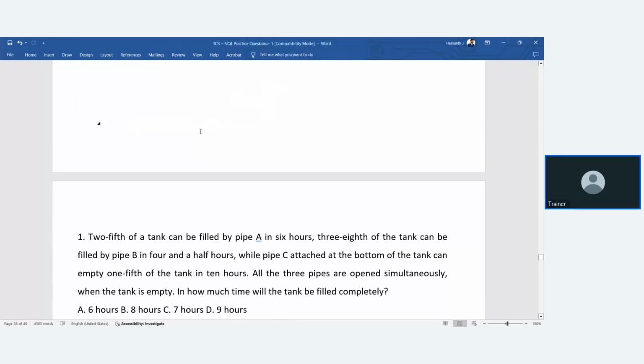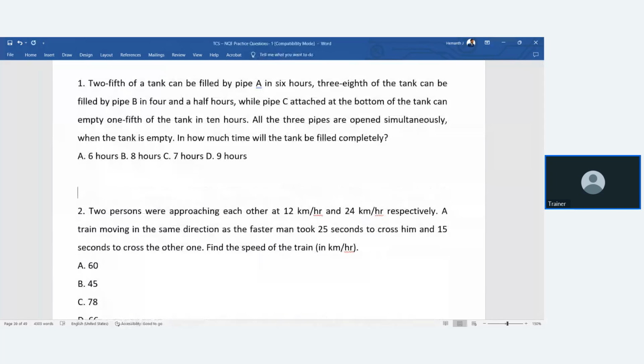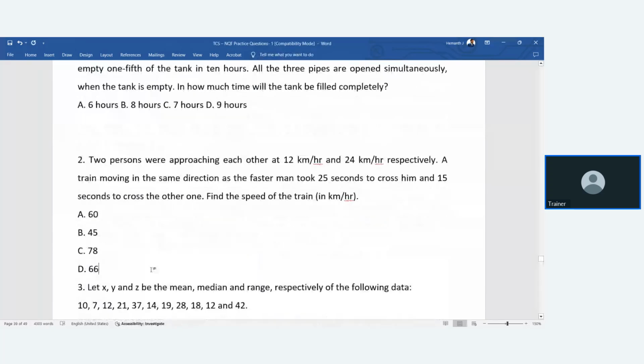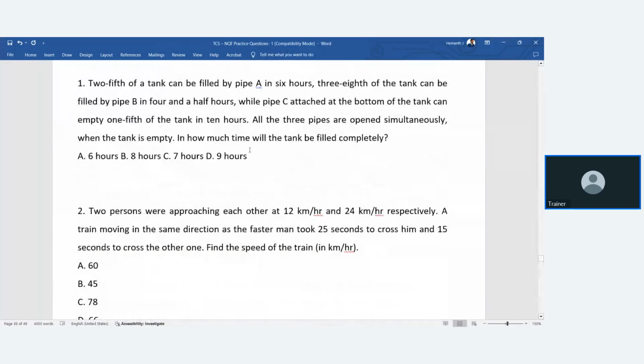Yes, see the question related to pipes and cisterns. We'll have 10 more questions so that we'll reach around 70 questions discussion overall. See this: 2/5 of a tank can be filled by pipe A in 6 hours, 3/5 of the tank can be filled by pipe B in 4.5 hours.